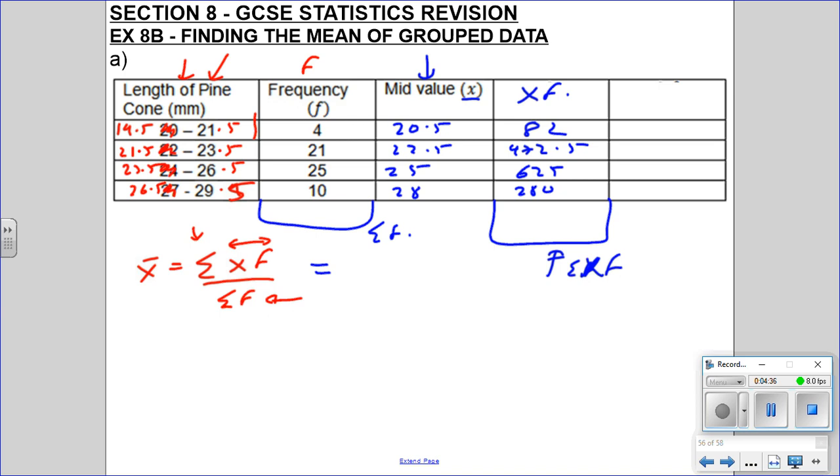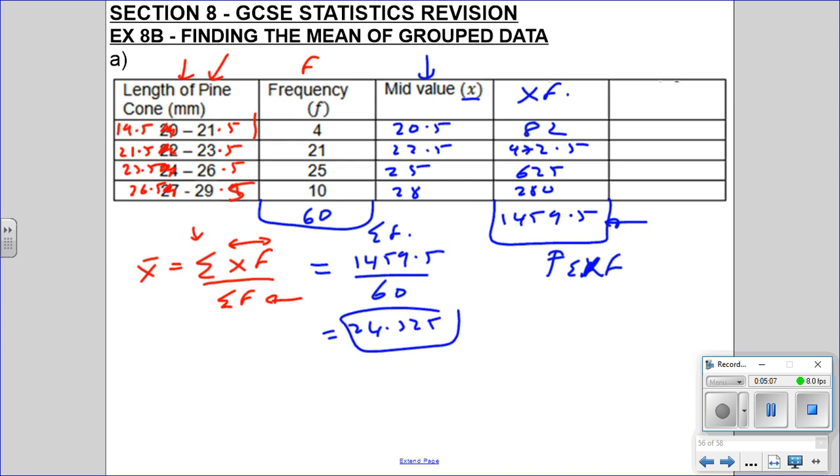And then we've got our total sigma f on here. So what's the total frequency, the total number of pine cones that were looked at? Well, there were 60, so we know this is 60 on the bottom. And here, what is x times f all added up? So 82 plus 472.5 plus 625 plus 280. So that is 1459.5. 1459.5 divided by 60 is 24.325, and that's your mean, denoted by x bar.